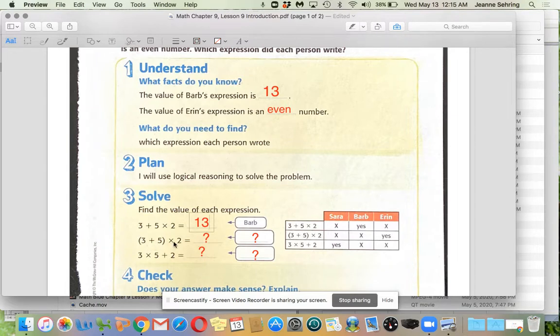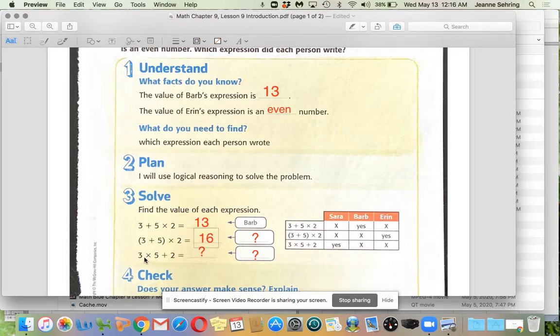All right, now let's see what the answer to this one is. Now, we know that before multiplication and division comes parentheses. So we're going to do what's in the parentheses first. 3 plus 5 is 8. And then we can come out of the parentheses and multiply times 2. 8 times 2 is 16. All right, I wonder if that's Aaron, because we know that Aaron's expression is even. The answer is even, and 16 is an even number.